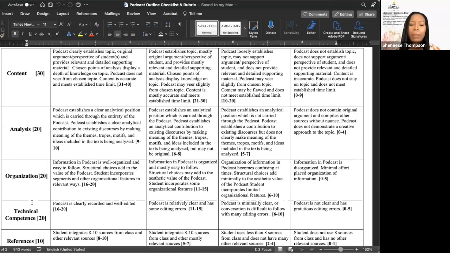So again, technical competence, very little. It's recorded, which is to say there's some audio for me to listen to, and it's edited, which is to say it is clean.